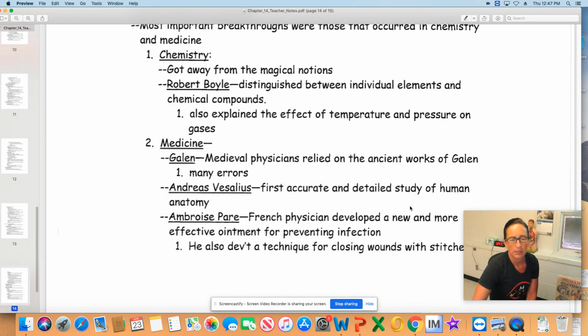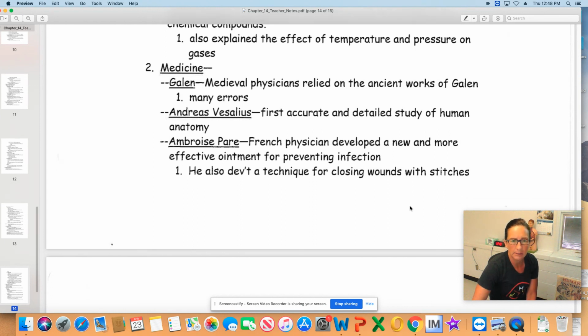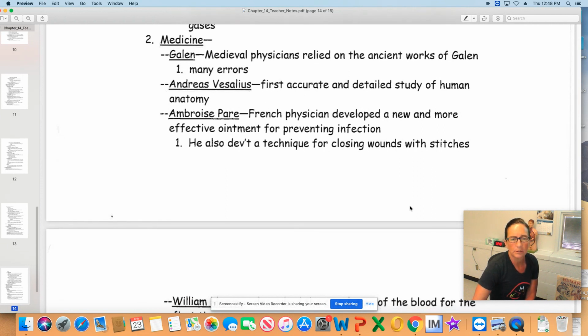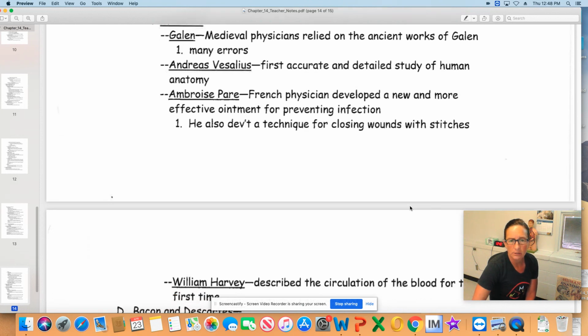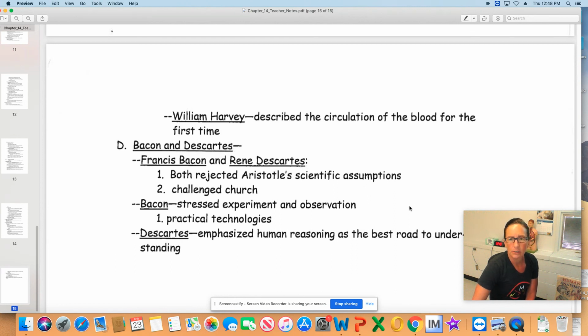Medicine's going to change. Medieval physicians relied on the ancient works of Galen and found out that Galen had a lot of errors in his knowledge. Andreas Vesalius made the first accurate and detailed study of human anatomy. Ambroise Paré, a French physician, developed a new and more effective ointment for preventing infection. He also developed a technique for closing wounds with stitches. William Harvey described the circulation of the blood for the first time.